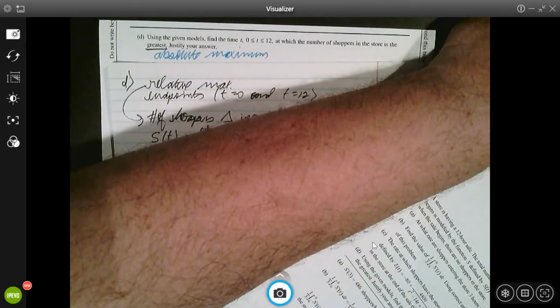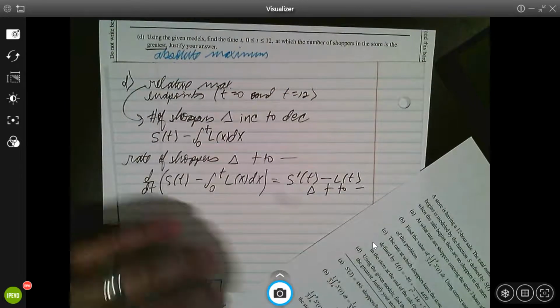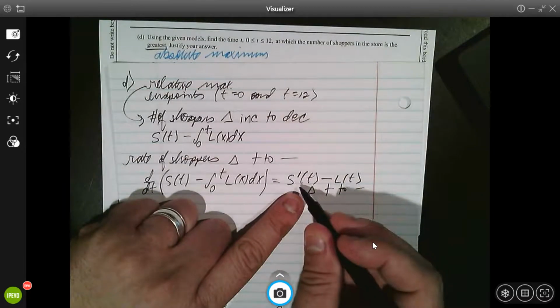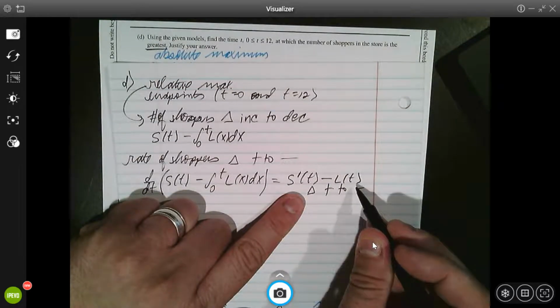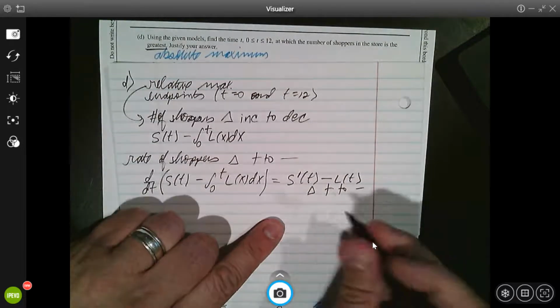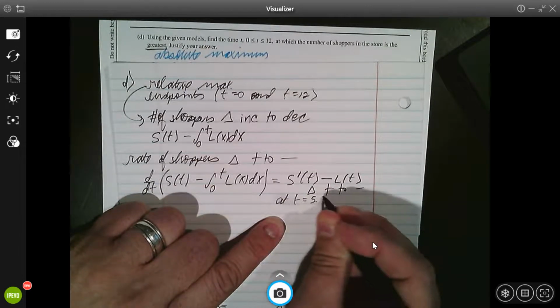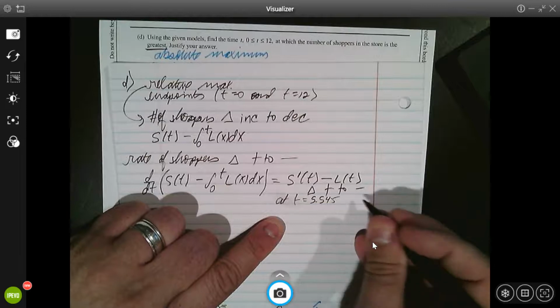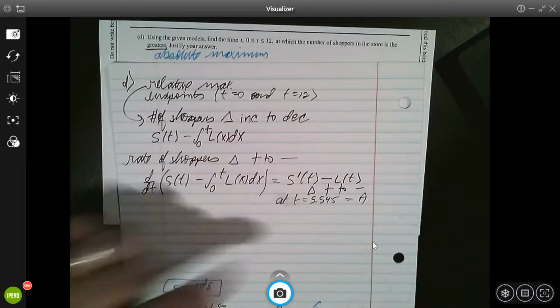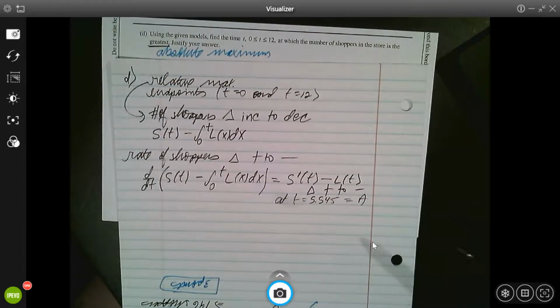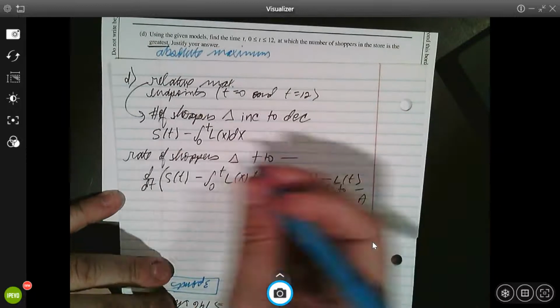Let's see where we are now. So what we know is that this expression, s prime of t minus L of t, changes from positive to negative at t equals 5.545, which we're calling A from now on. That's my candidate.